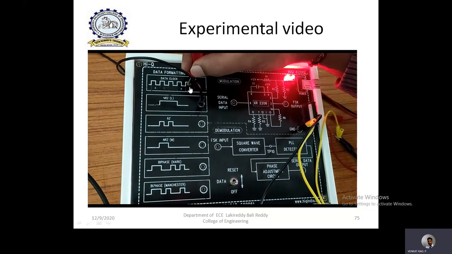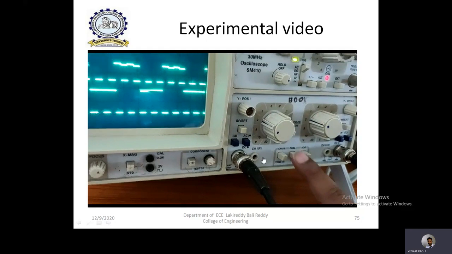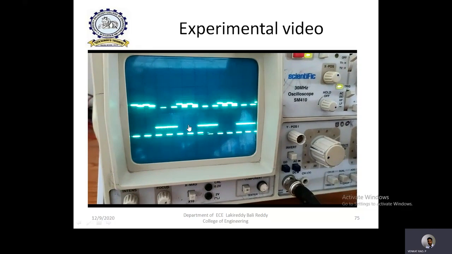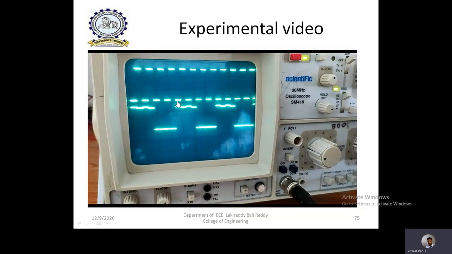Make the CRO probe in dual mode. So in dual mode, connect two CRO probes to two inputs. Now let us observe the two waveforms here. All of you observe that this is clock and this is input data.